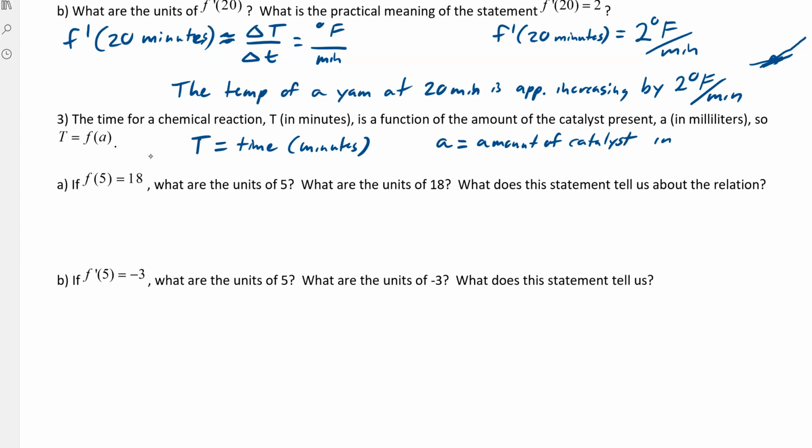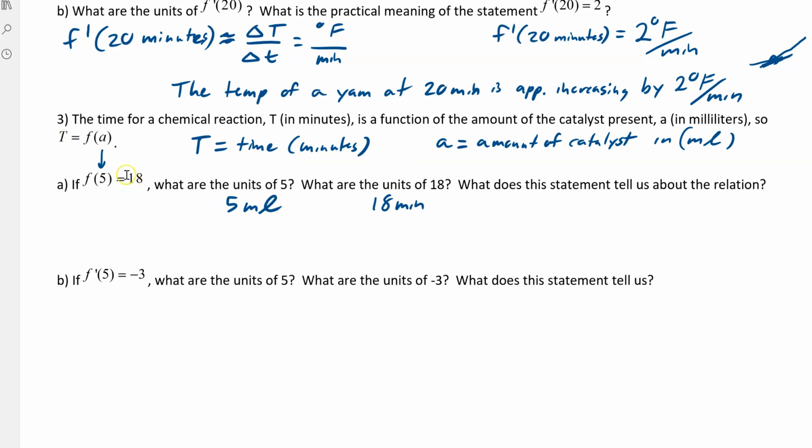In milliliters. So our units are milliliters. And now we can interpret stuff. So whatever's inside, that's our A. You can see it right here. That's A. So what are the units on 5? 5 is milliliters. What are the units on 18? Well, that would be minutes. So it makes it quick. Once you write them out, you can see where they're located.